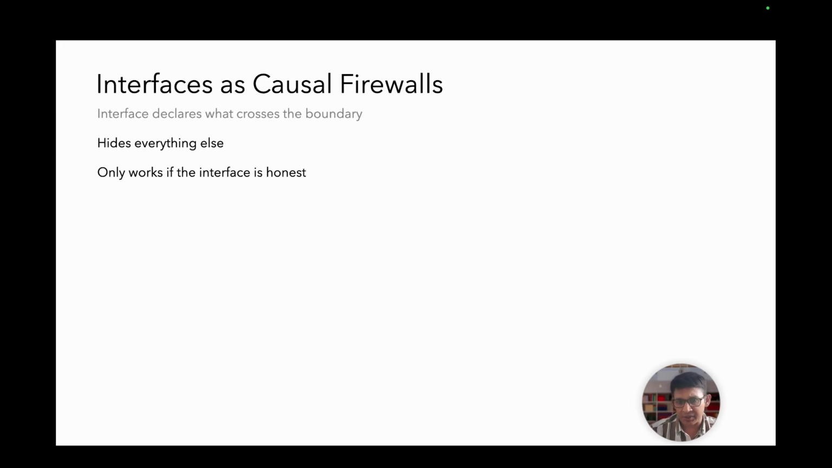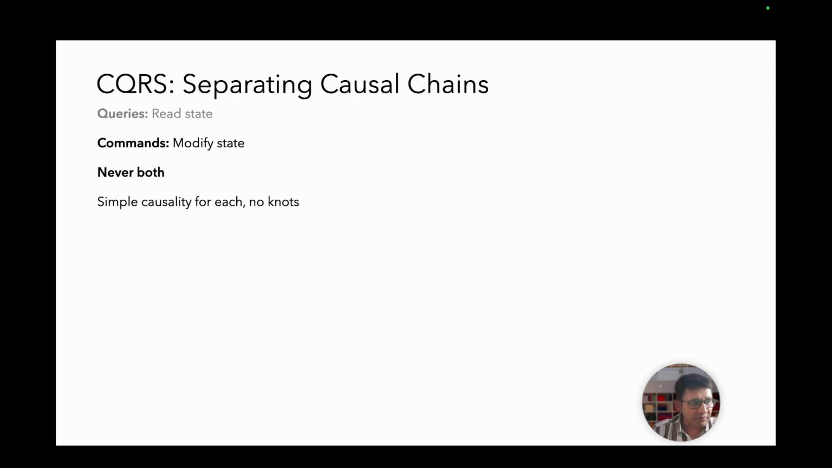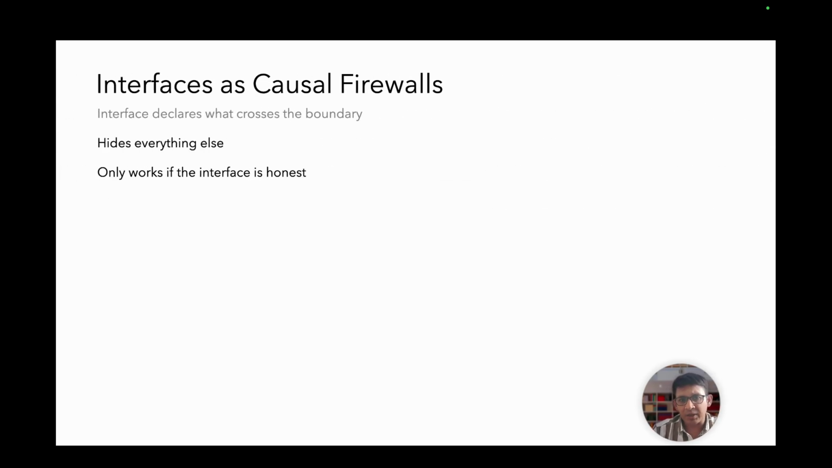Now, interfaces work the same way at module boundaries. An interface is a causal firewall. It declares what crosses the boundary and hides everything else. You can reason about code using the interface without understanding implementation detail. But this only works if the interface is honest. If the interface says, I take X and return Y, but actually also modifies the global state Z, the firewall has holes and causality leaks through it.